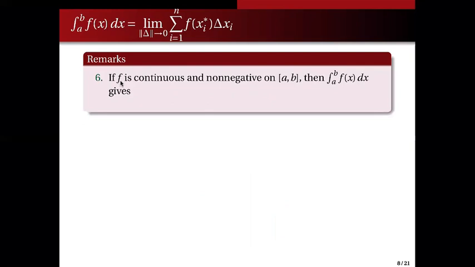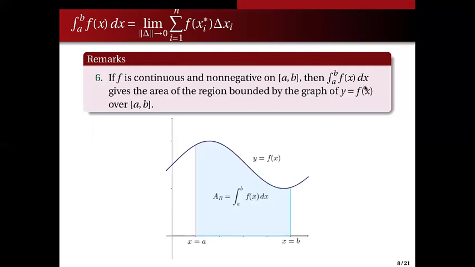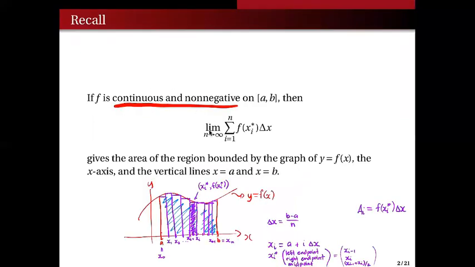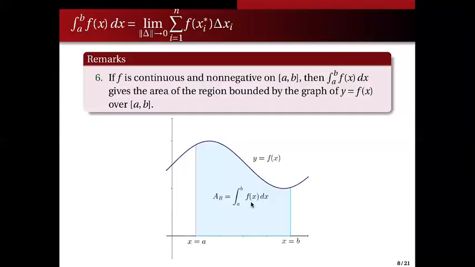Next, if f is continuous and non-negative on AB, then the integral from a to b of f of x dx gives the area of the region bounded by the graph of y equals f of x over AB. So this guy here, with this condition, can now be replaced by the definite integral symbol.